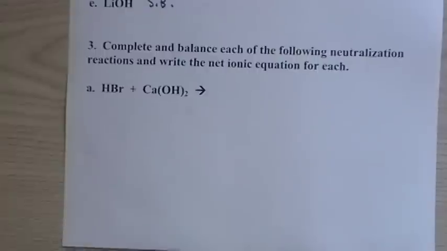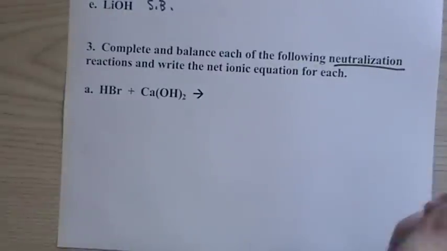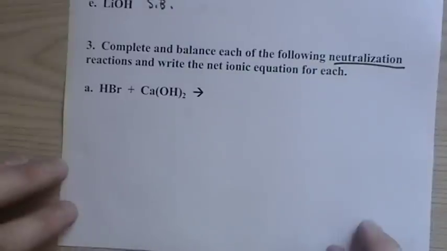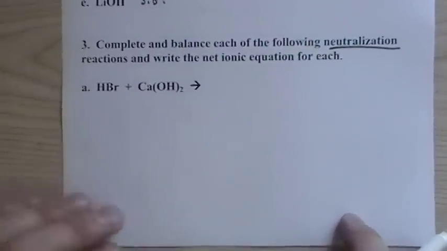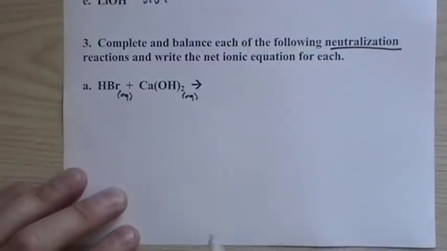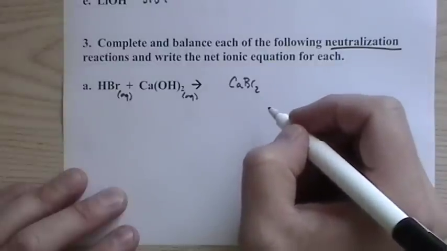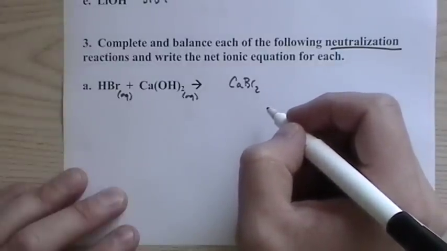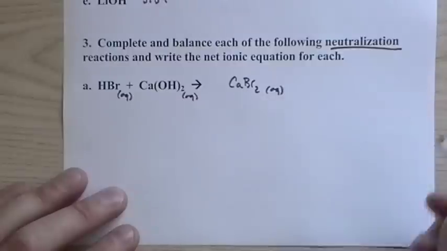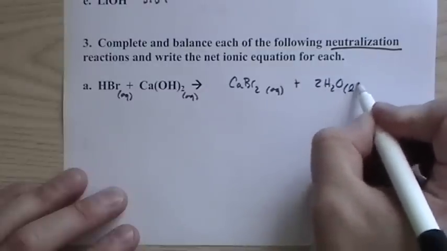Okay, complete and balance each of the following neutralization reactions and write the net ionic equation. When you see neutralization reaction, you know that you're dealing with an acid and base. You'll be producing a salt and quite possibly water, but not always. HBr, that's hydrobromic acid. Calcium hydroxide, both are aqueous. Calcium bromide, if you look at the halogens, you see that calcium bromide is not one of the exceptions, so it's aqueous. And then we also get 2H2O, and this is liquid.